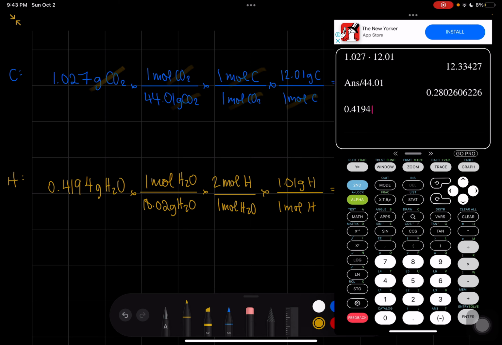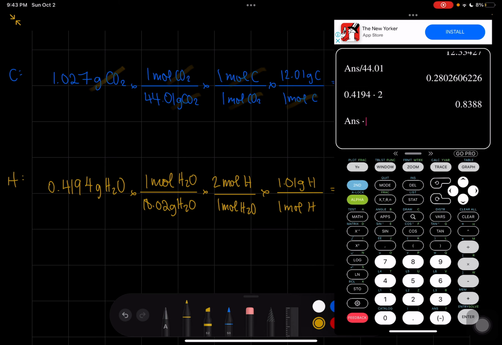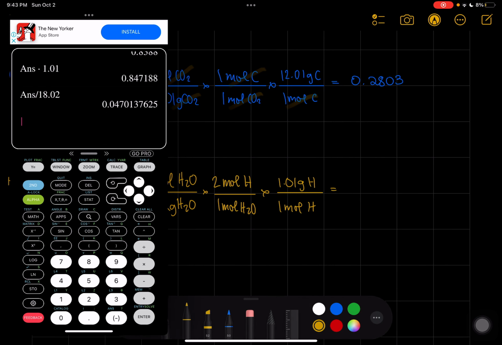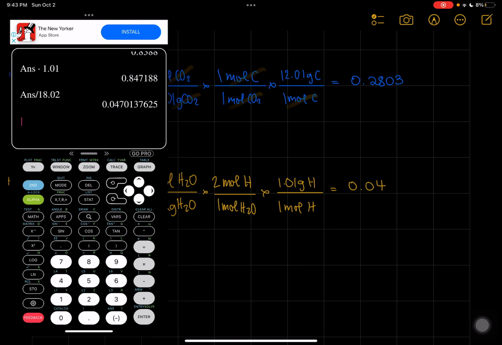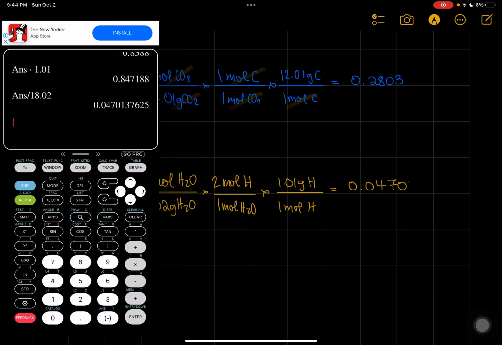times 2. Now we're going to multiply that by 1.01. Now we're going to divide that by 18.02. We're going to get 0.04701. We're not going to round up, so we only have 4 sig figs.